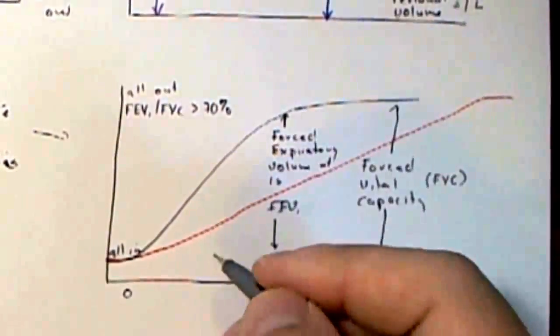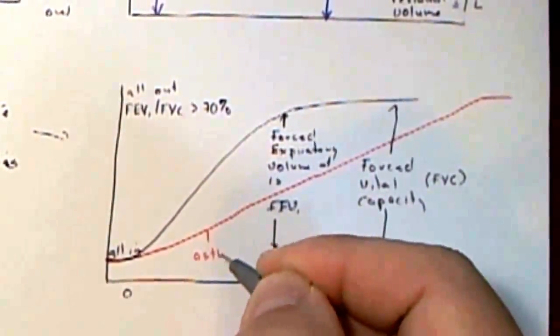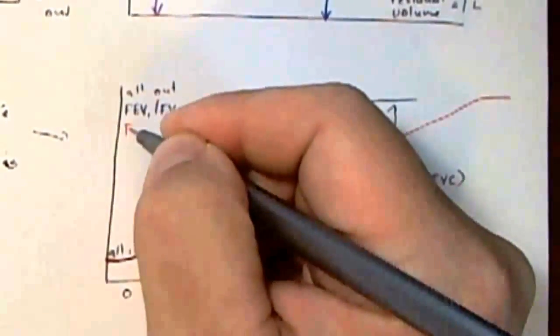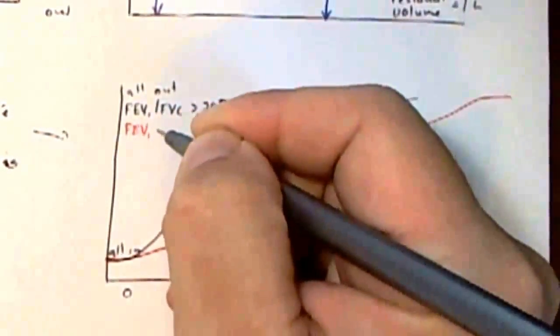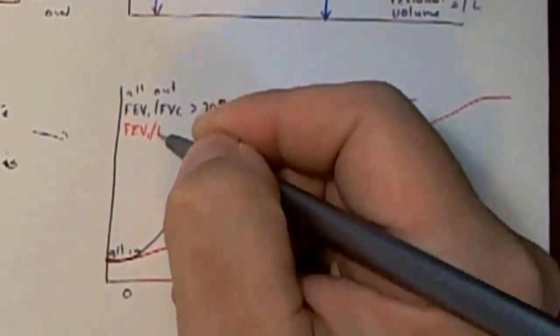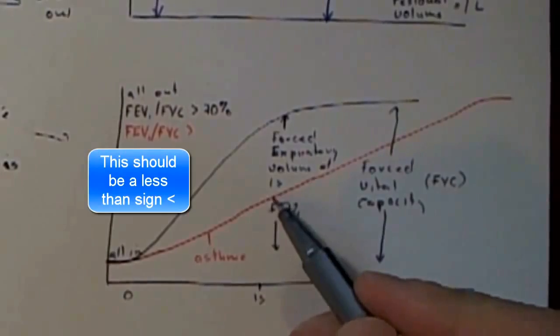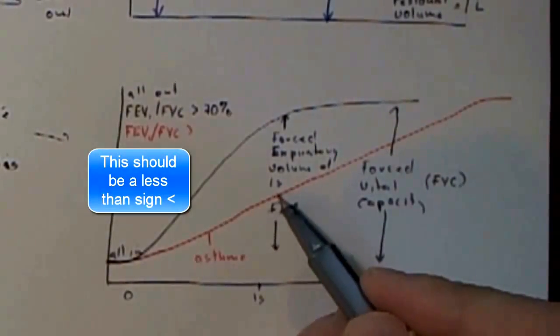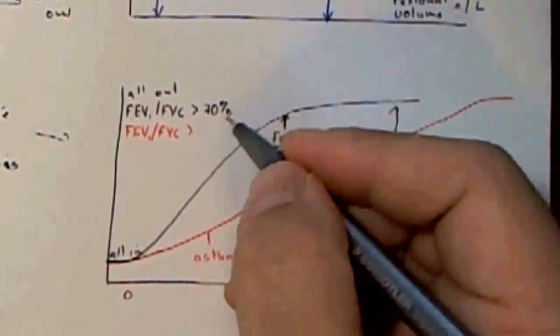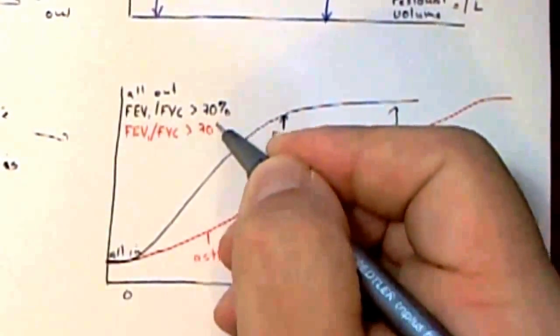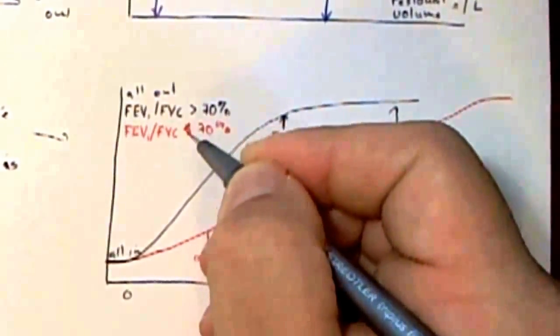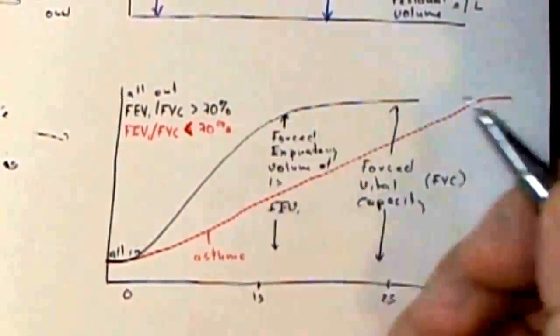And somebody with asthma, the FEV1, how much air they can get out in the first second, divided by FVC, I guess in our case, it would be something like, boy, it looks like less than 50%. But the technical dividing line is 70%. Should have put a less than. It's less than 70%.